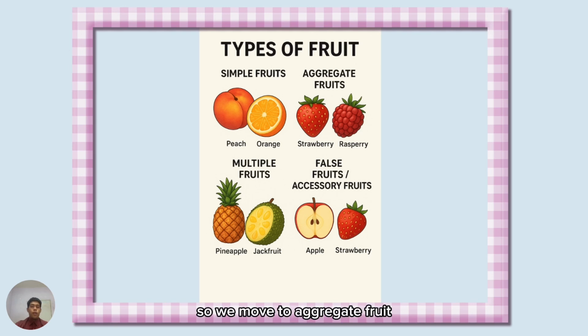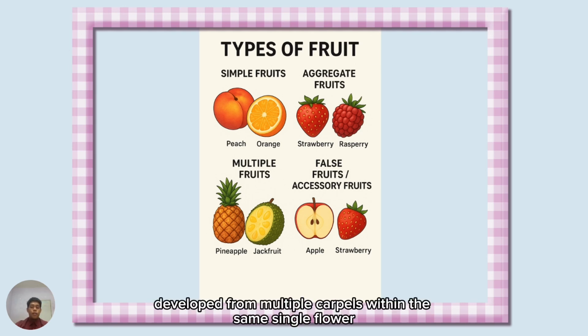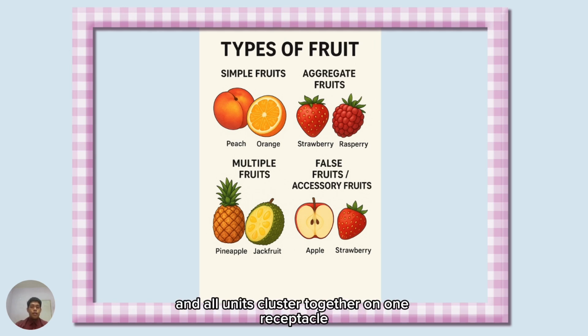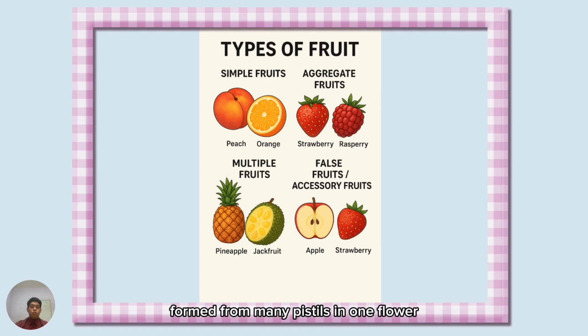So we move to aggregate fruit. Aggregate fruit develops from multiple carpels within the same single flower. Each carpel forms a small unit fruit and all units cluster together on one receptacle, formed from many pistils in one flower, and each small unit is actually an individual fruit.